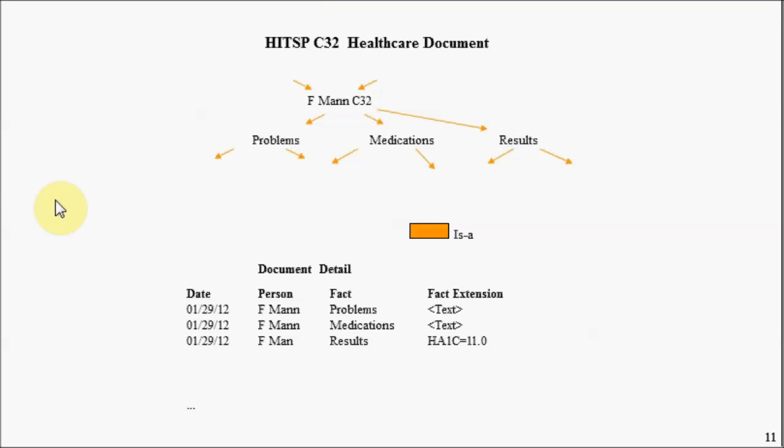Concerning personal data, we're going to look at a healthcare document called a HITSP C32 for a patient named Fred Mann here. This is basically an XML document broken down into a number of subsections here. At the bottom here, we see a relational database table that has the patient here, Fred Mann, and the different facts found in this XML document here.